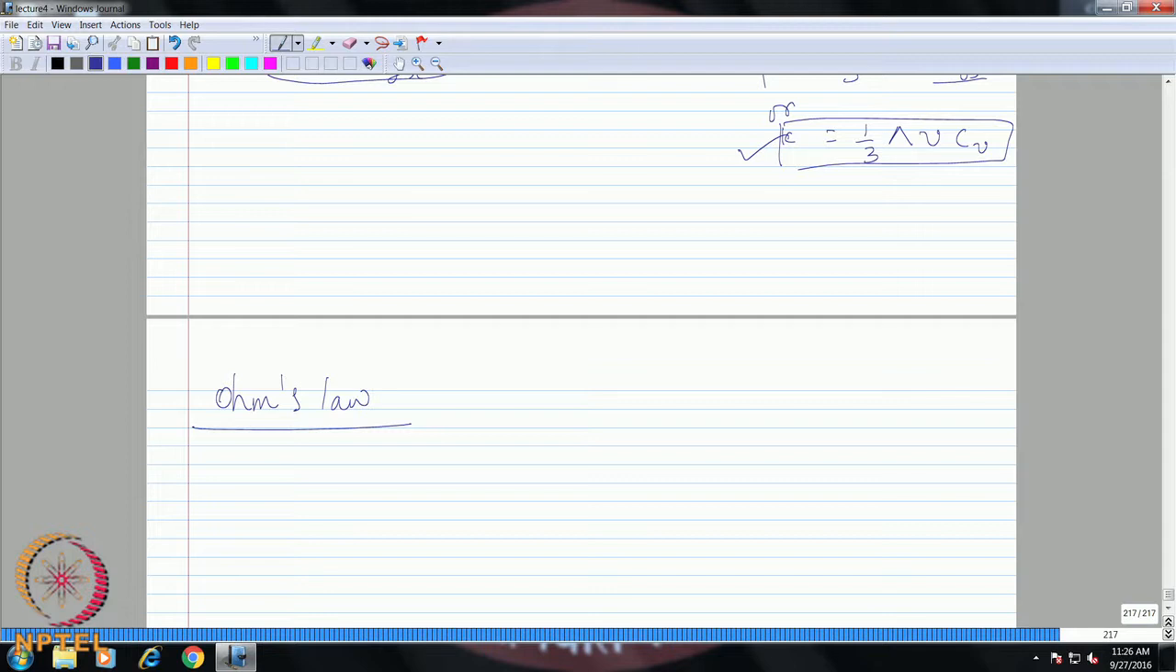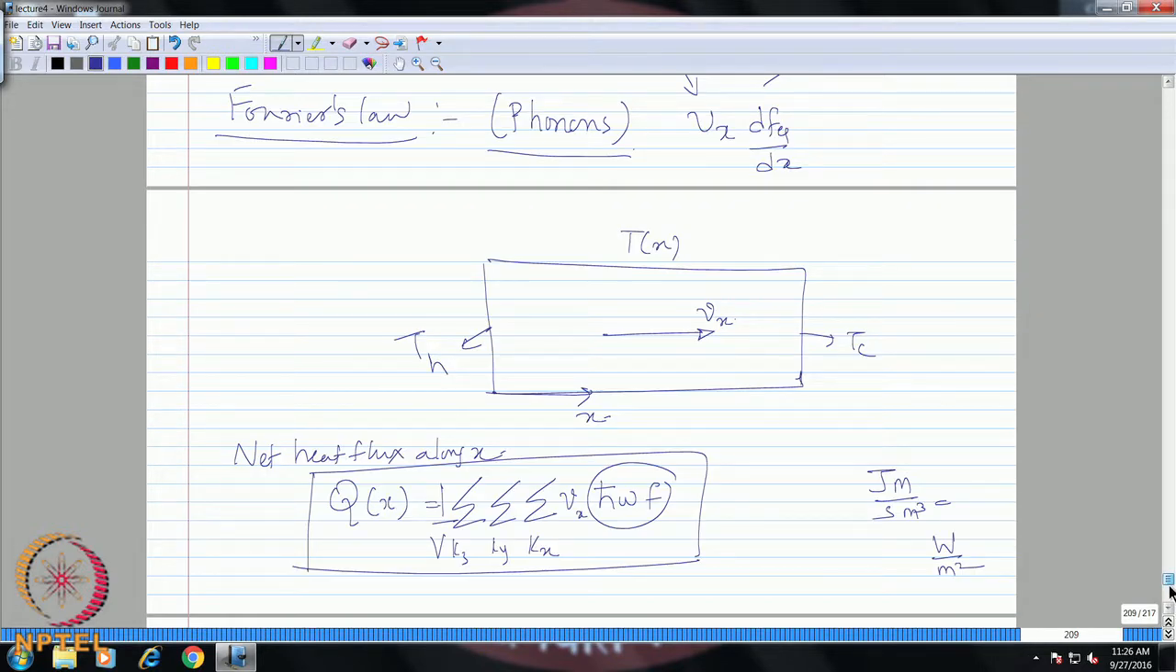But let us look at the case of Ohm's law. The basic steps are similar. The way we are going to find the flux, except that instead of heat flux we will have the current flux, and therefore, instead of h bar omega, we will have the charge of an electron, minus E. The rest of the procedure is similar: you multiply the non-equilibrium distribution function by the corresponding charge and corresponding velocity, that is the charge flux, which is your current flux.